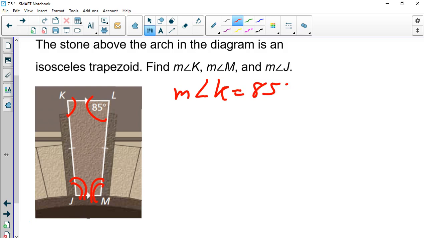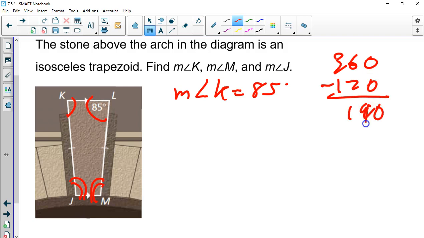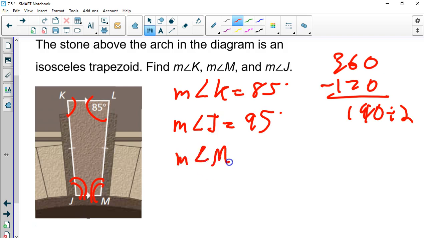Now, being that it's a quadrilateral, our magic number is 360. Well, 85 times 2 is 170. So if we subtract 170 degrees, that means we have 190 degrees left. And since the other base angles have to be equal, if we divide 190 by 2, that means the measure of angle J is 95 degrees, and the measure of angle M is also going to be 95 degrees.